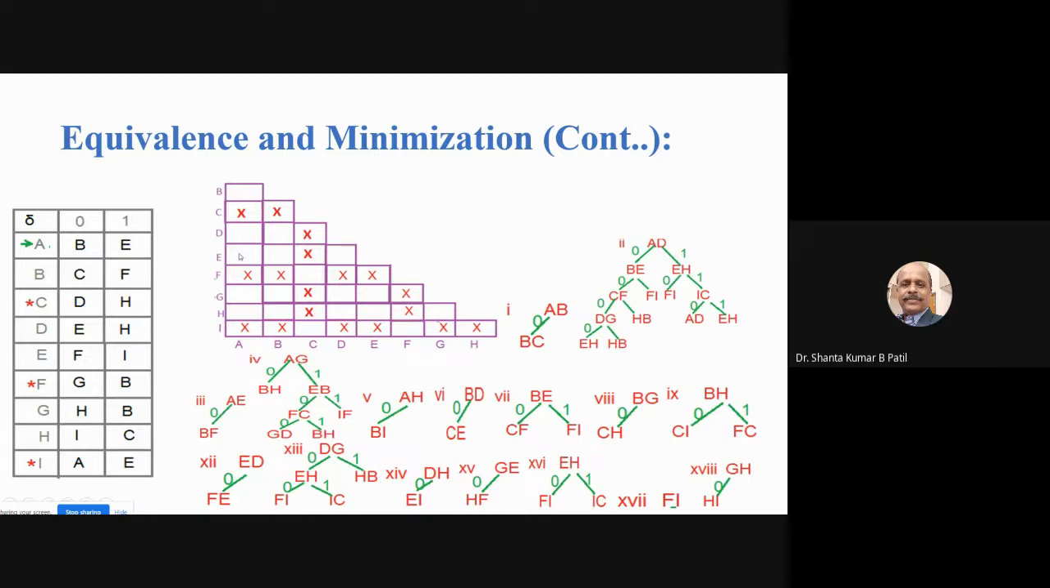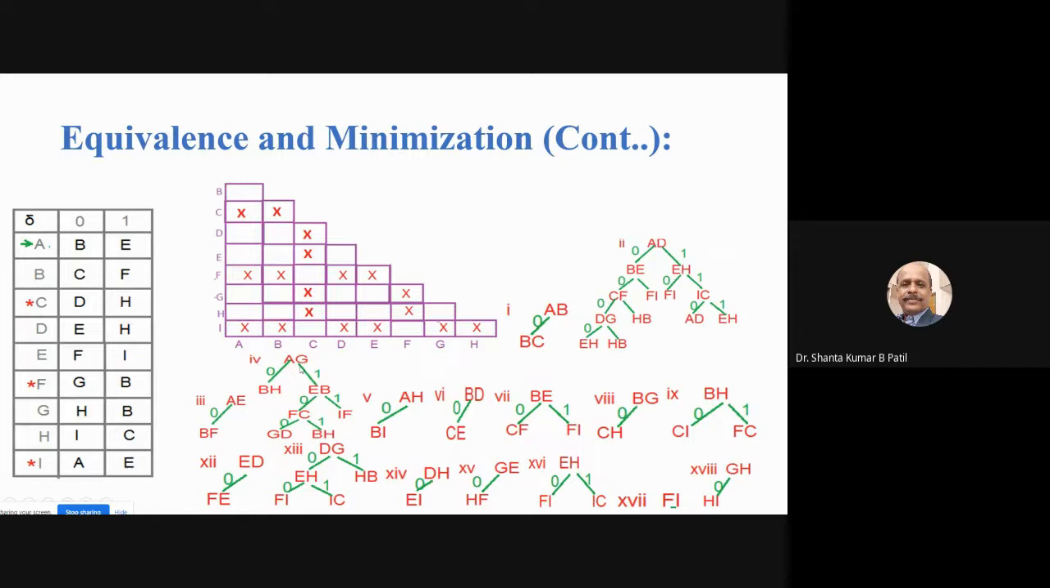Like that, you can construct AE. AE on 0 is BF. B is a non-final state and F is a final state, and BF has a cross mark in the table. Hence, AG also gets the cross mark.